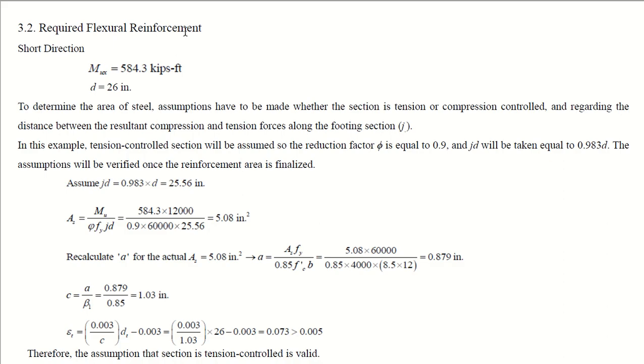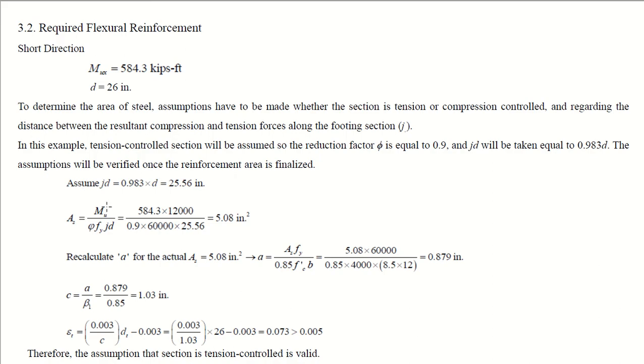Required flexural reinforcement in shorter direction. You know this moment, you know the depth. To determine the area of steel, assumptions have to be made whether the section is tension or compression controlled, and regarding the distance between the resultant compression and tension forces along the footing section, jd. In this example, a tension controlled section will be assumed, so the reduction factor phi is 0.9 and jd will be taken equal to 0.983 of d. The assumptions will be verified once the reinforcement area is finalized.